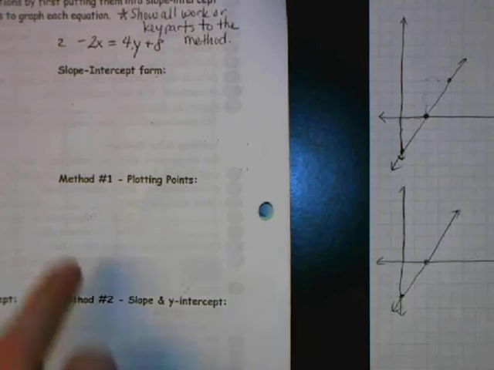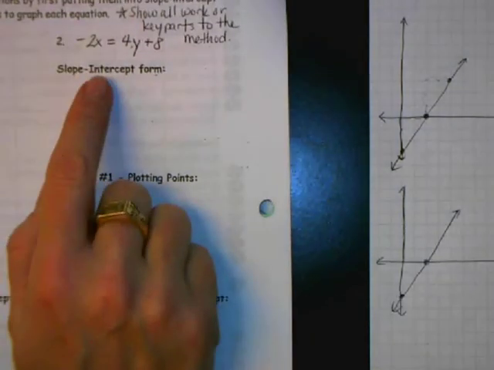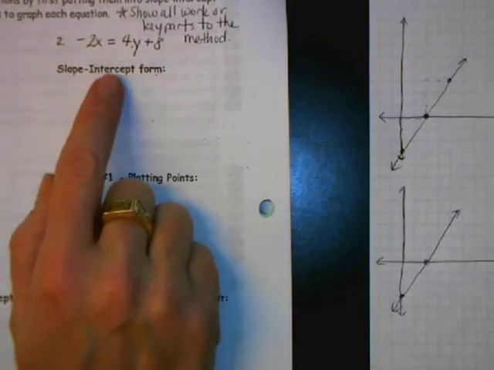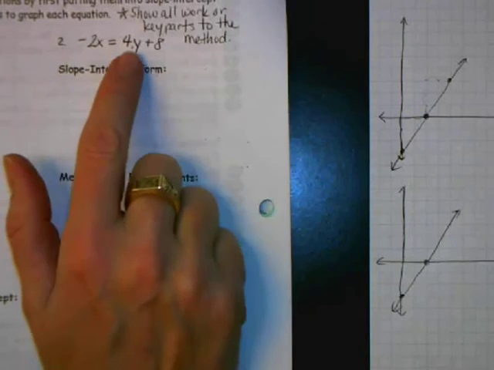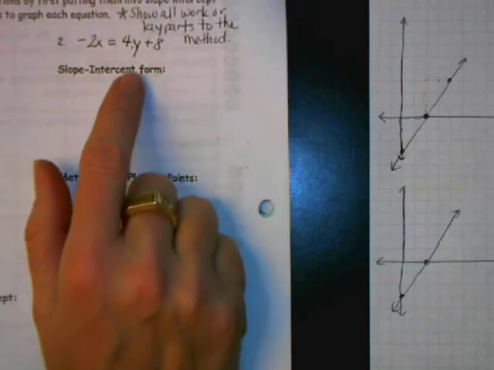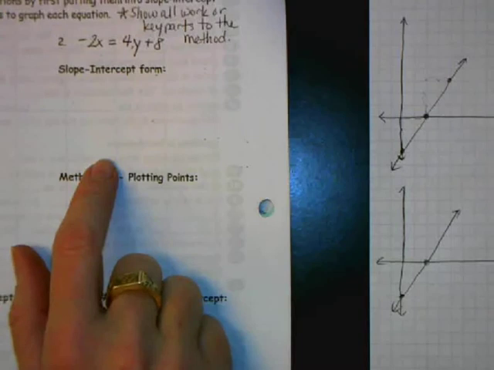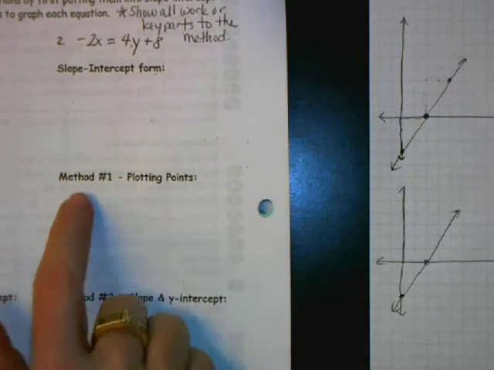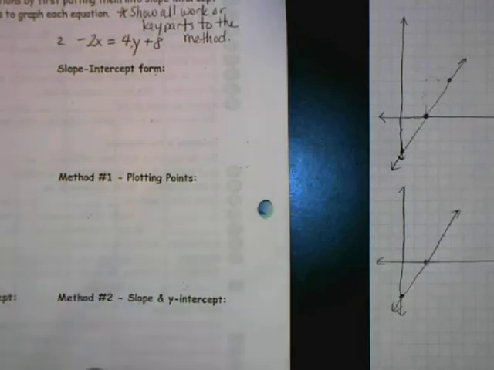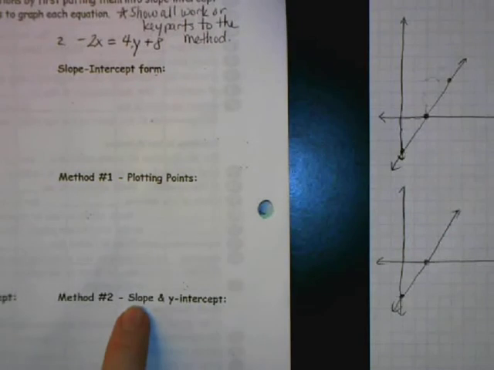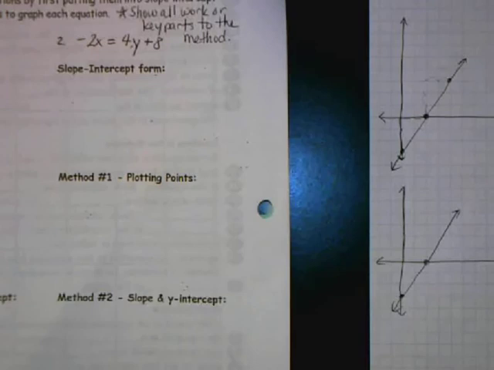Next, I'd like you to try this, only using the equation that's shown at the top of the right-hand column. Negative 2x equals 4y plus 8. First, solve that equation for y so that you get it into slope-intercept form. Then, graph the line by plotting points. Then, graph the line by starting with the y-intercept and using the slope to walk you to another point. And last, find the x and y intercepts.